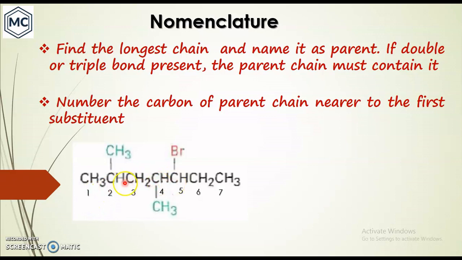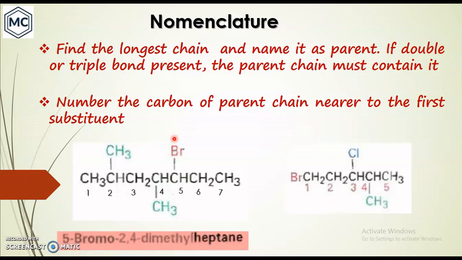There are 3 substituents, 2 methyl substituents and 1 bromo substituent. So we should give preference to bromine, that is alphabetical order. So this will be 5-bromo-2,4-dimethylheptane.